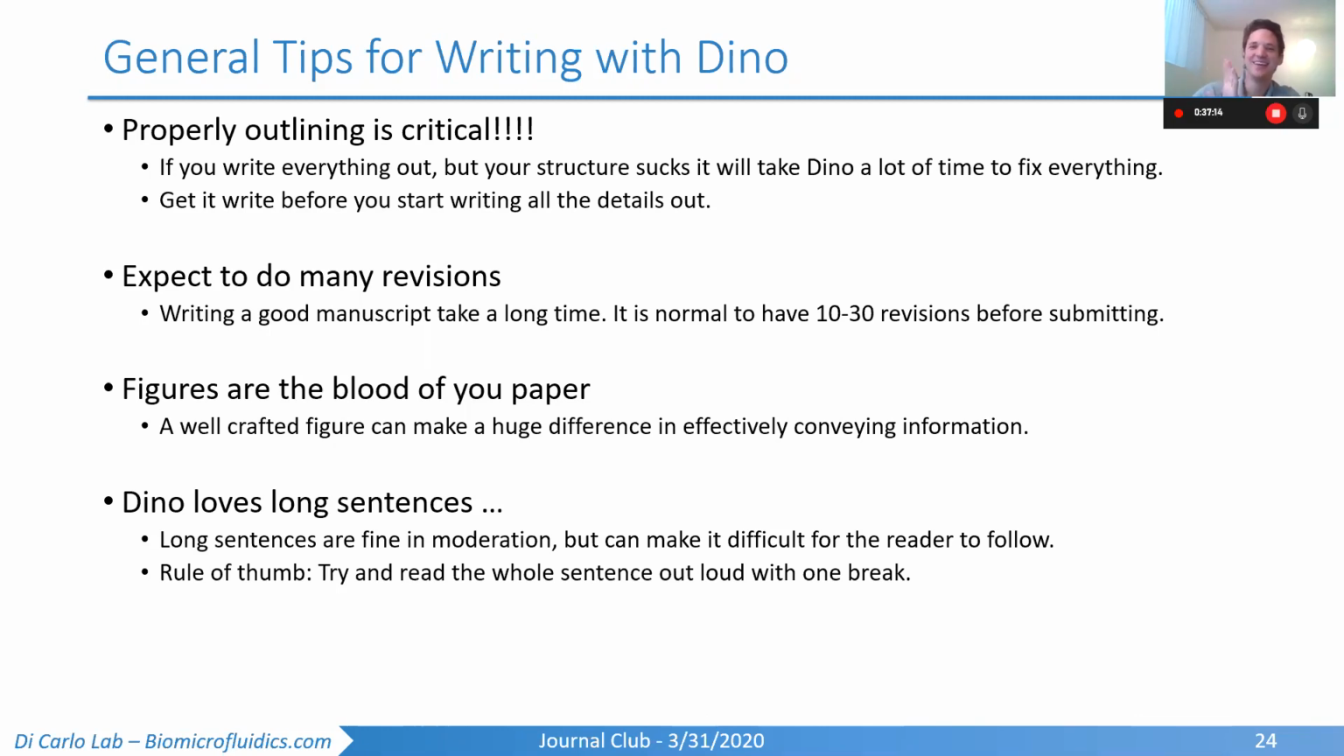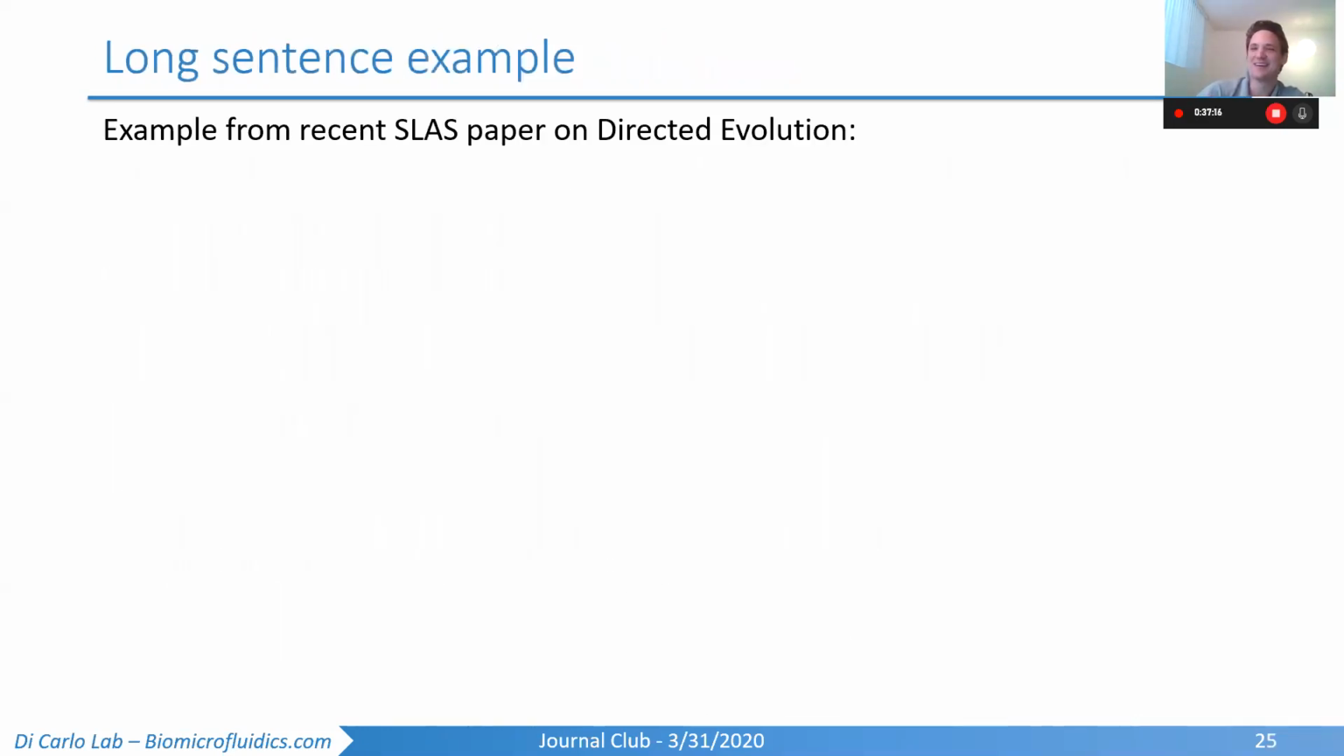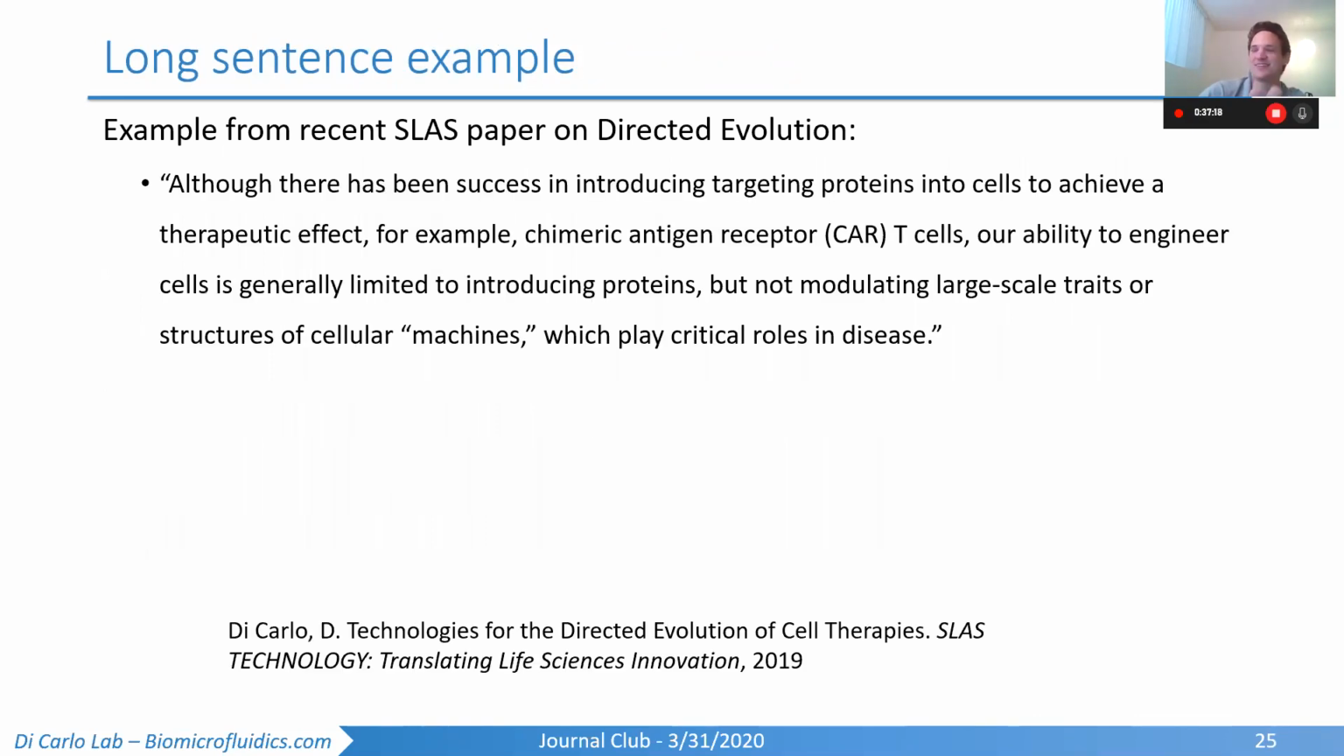So here's an example from a recent SLAS paper on directed evolution from Dino. This is in the abstract. Okay, one breath. Although there has been success in introducing targeting proteins into cells to achieve a therapeutic effect, for example, chimeric antigen receptor CAR T cells, our ability to engineer cells is generally limited to introducing proteins, but not modulating large-scale traits or structures of cellular machines, which play critical roles in diseases.